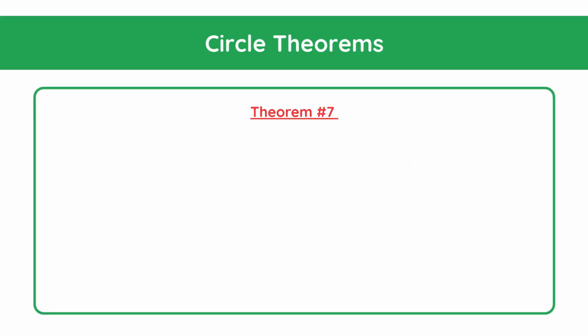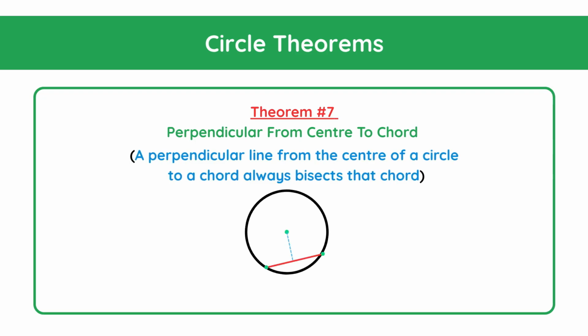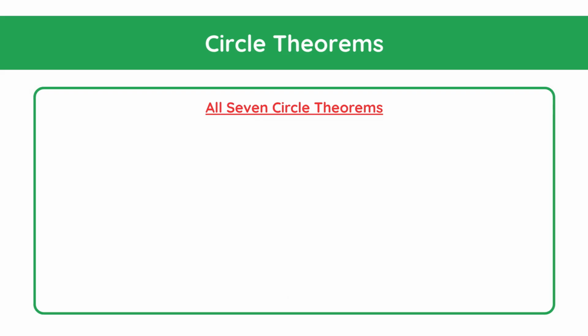Now let's move on to the seventh and final theorem. This one is about chords. The rule is this: if you draw a perpendicular line from the center of a circle to any chord, that line will bisect the chord, meaning it cuts the chord into two equal halves. So if the chord is say 10 centimeters long, the perpendicular from the center splits it into two pieces of 5 centimeters each.